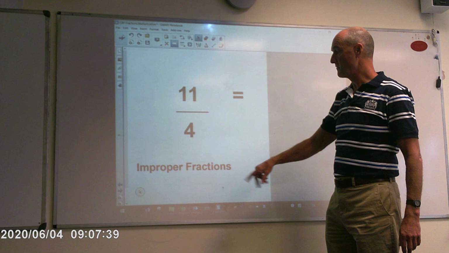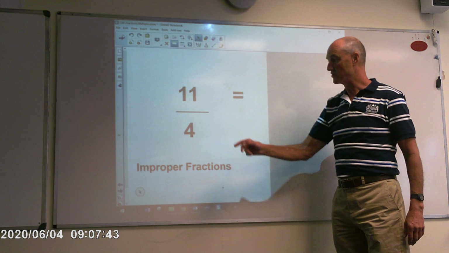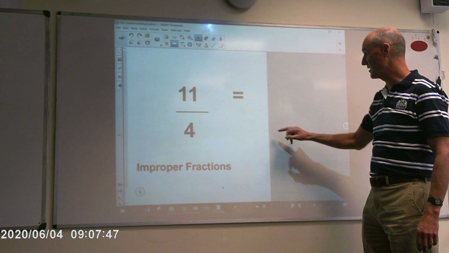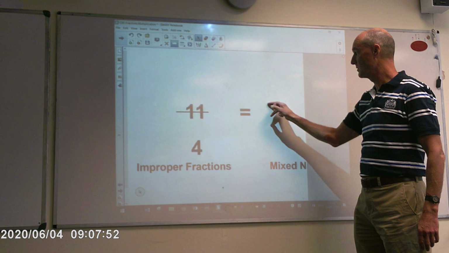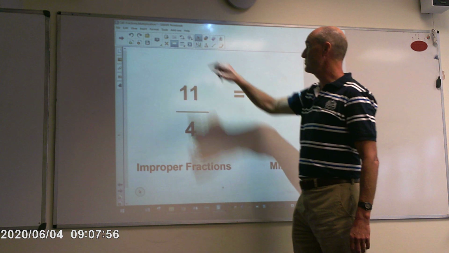Similarly, 11 over 4, it's an improper fraction, it's a top-heavy fraction. Can it be simplified? Yes, it can. How many times does 4 go into 11? It goes 2 whole times.